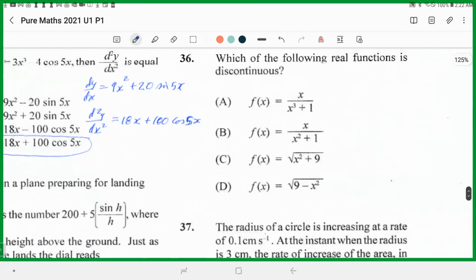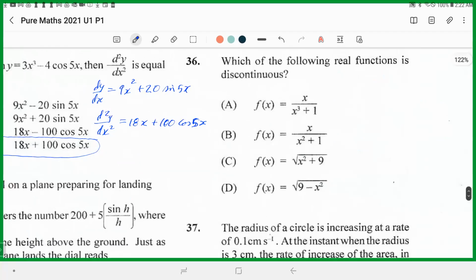It says, which of the following functions is discontinuous? These are fractions. These two can be discontinuous too, you know. But a fraction becomes discontinuous when the denominator equals 0. So this one, you're going to see the denominator can be 0. x cubed plus 1 equals 0. That's when it becomes discontinuous.